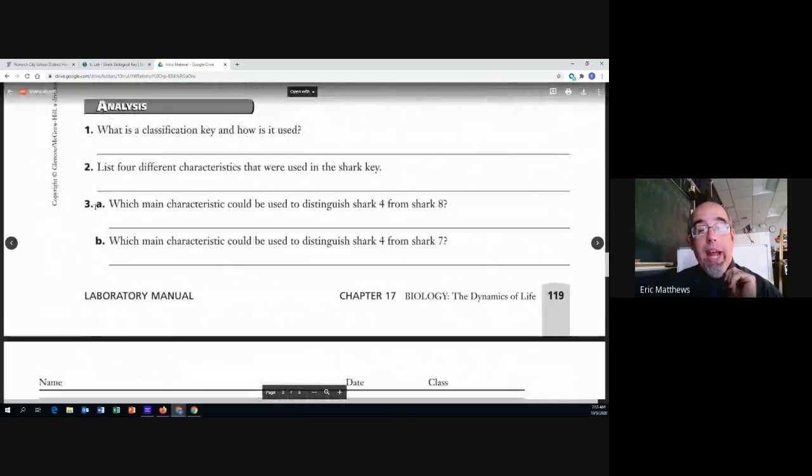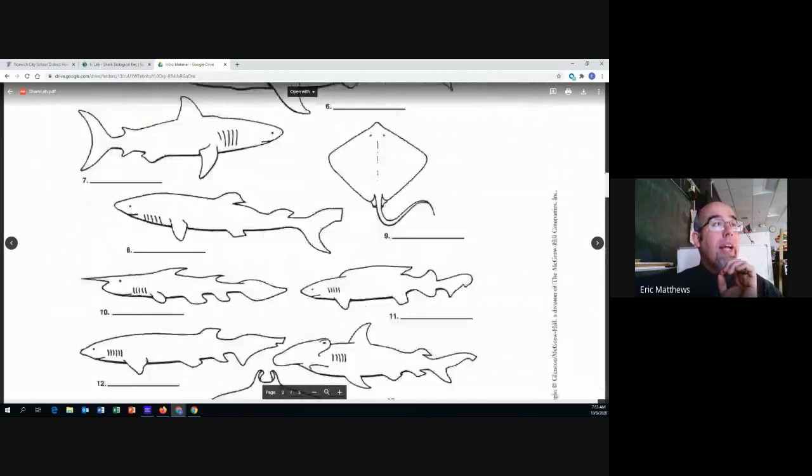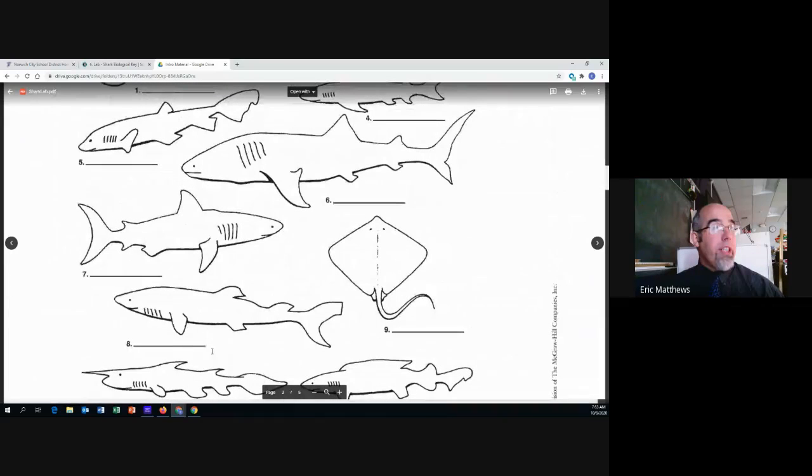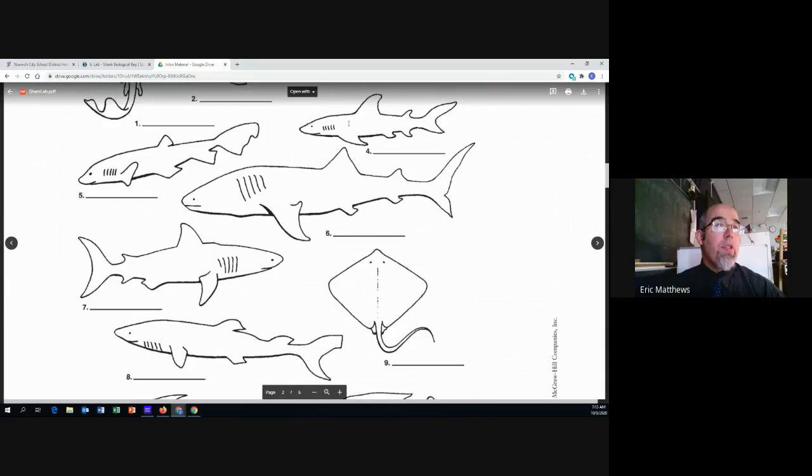Now, number 3, A and B always give people some trouble. Which is the main characteristic that could be used to distinguish the difference between shark 4 and shark 8? Here is shark 8 right here. Here is shark 4 up there. All you want to do is look for something that one of them has that the other one doesn't. That's your key.